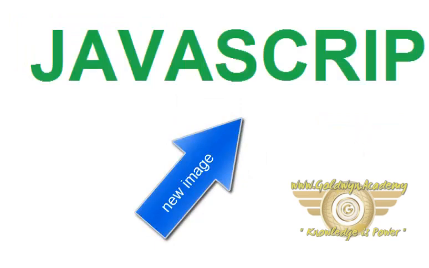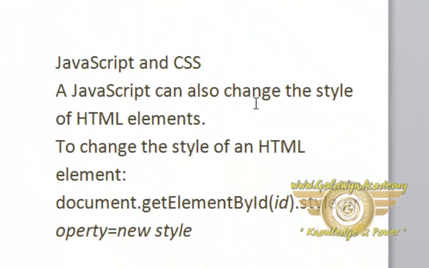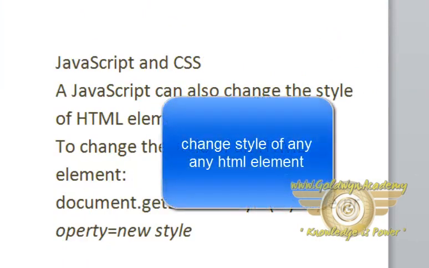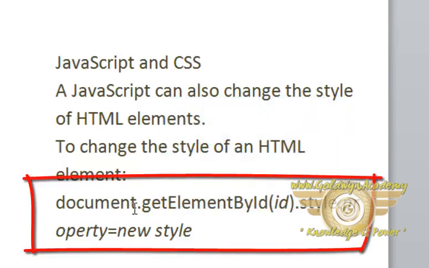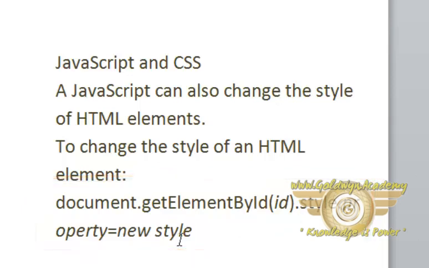Now JavaScript and CSS. JavaScript can also change the style of HTML elements. To change the style of an HTML element, we can use this syntax: document.getElementById, dot style, dot any property name of CSS, and is equal to the new value of that property. Let's see the example.